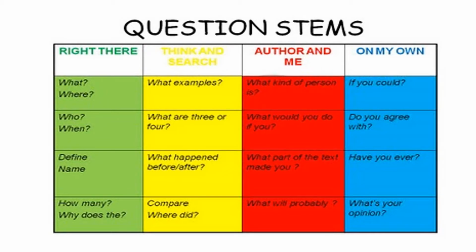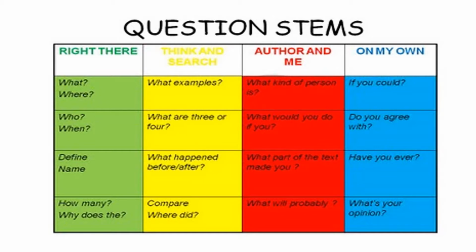So today in literacy, we're still thinking about questioning. Last week we looked at question stems, and this was the table that I showed you, and it demonstrated different types of questions. The green ones, right there questions, were when the answer was right there in the text. The yellow, think and search questions, where you had to look in the text, possibly in a few places to find the answers.